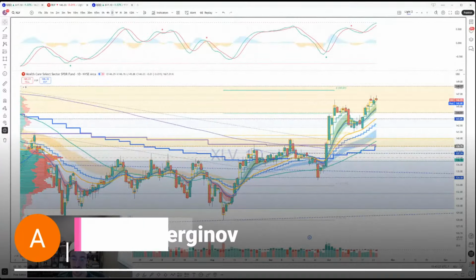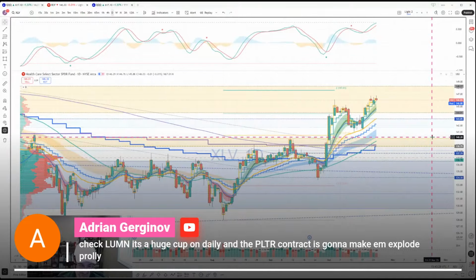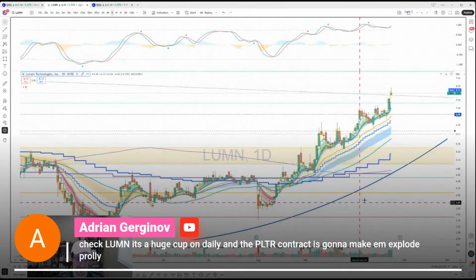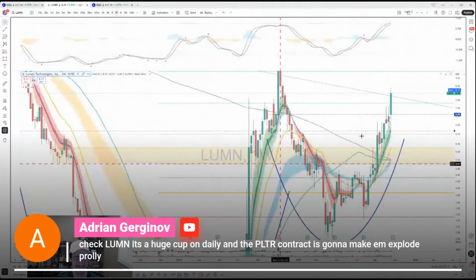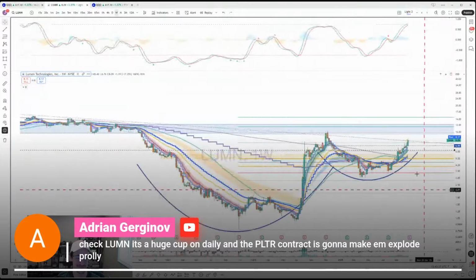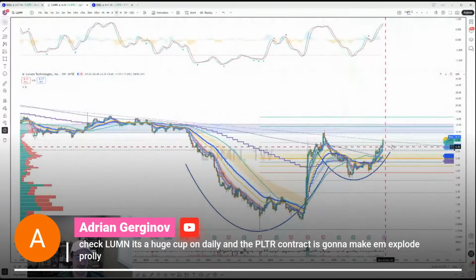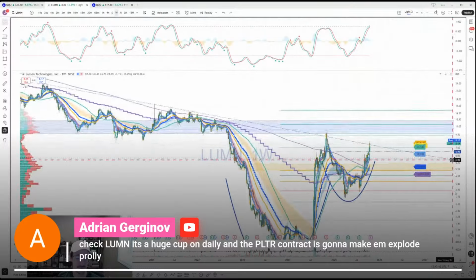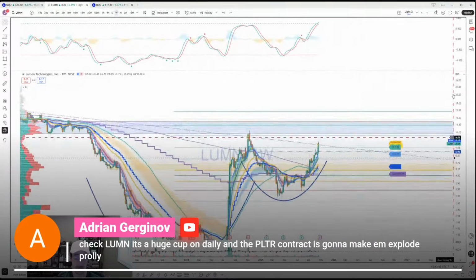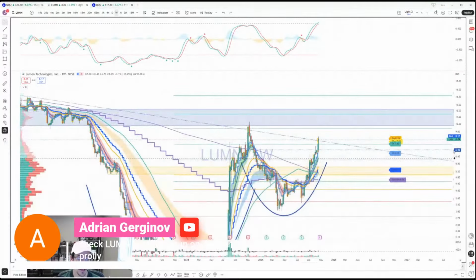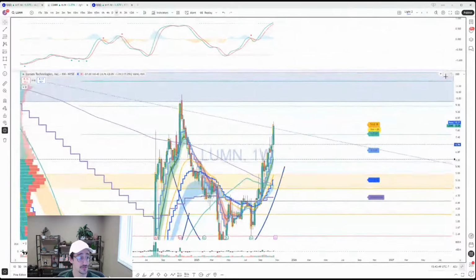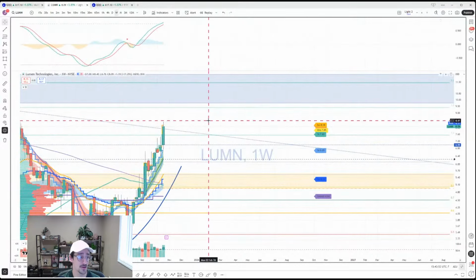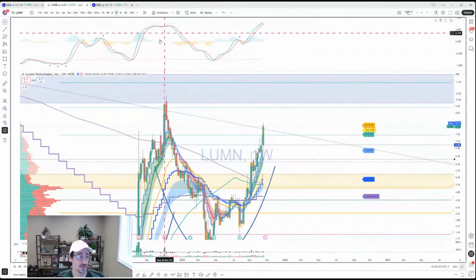Adrian wants Lumen. I believe I'm familiar with this chart, and yes, I agree with you. Yep, there's the cup and handle. I know this one. Beautiful chart. I can't buy it here. It's too extended. I'm sure it works, but I can't buy it. I could buy it if it gives me a look. See, overbought. That's totally fine that we're overbought. We can keep pushing way higher once we're overbought.